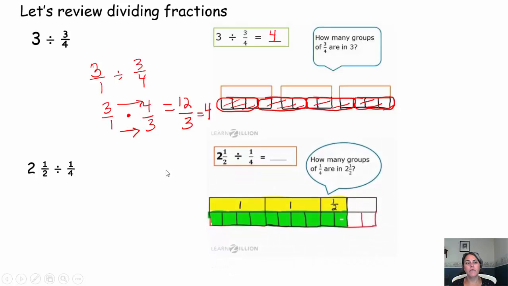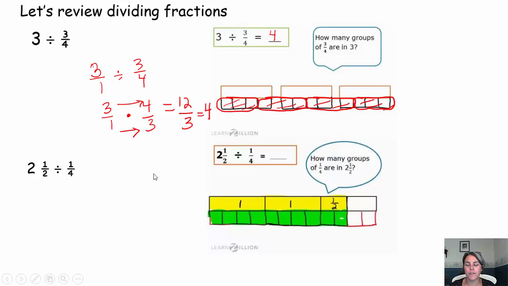One more example. If you take 2 and 1/2 divided by 1/4, that says to you how many fourths fit into 2 and 1/2. So if we have 1, 2, and another half, and we broke each of those into fourths, 1, 2, 3, 4. 4 fourths is the first whole. 1, 2, 3, 4 is another entire rectangle, and then there's 2 more fourths to make up the other half of the rectangle. So we have 1, 2, 3, 4, 5, 6, 7, 8, 9, 10 fourths make up 2 and 1/2. So how many fourths are in 2 and 1/2? There's 10 fourths that are in 2 and 1/2.